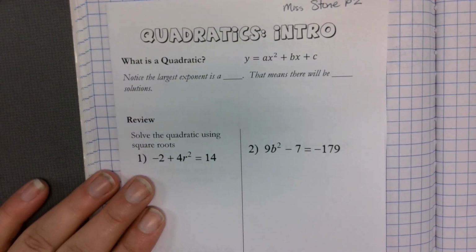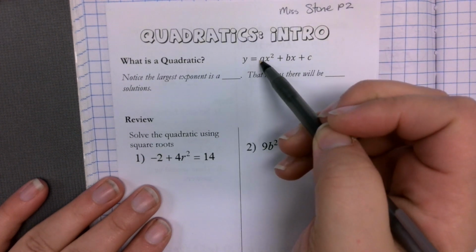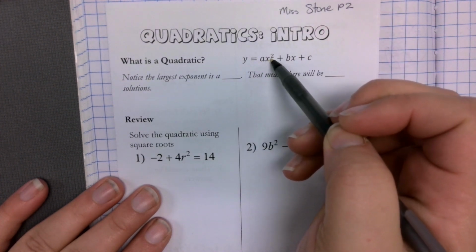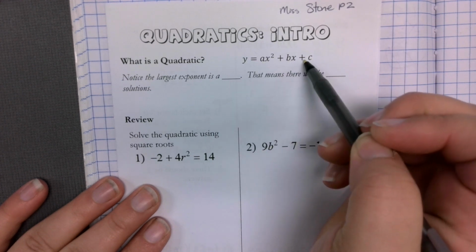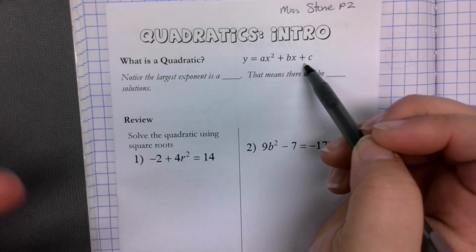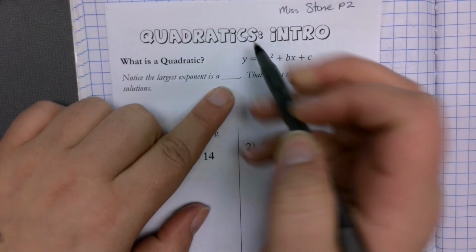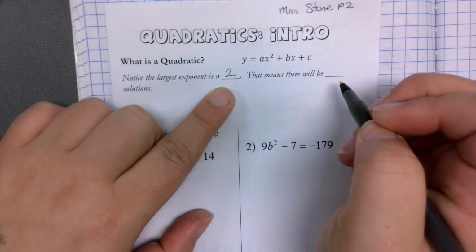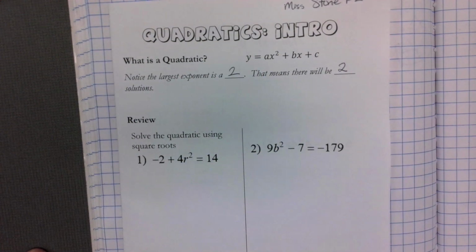First, you got to know what a quadratic is. This is the format for a quadratic. Notice that you have x squared, then an x term, then just a number. Now, a, b, and c just represent constants, which can be any number. Notice that the largest exponent you're going to see is a 2, which means that there could be 2 solutions.